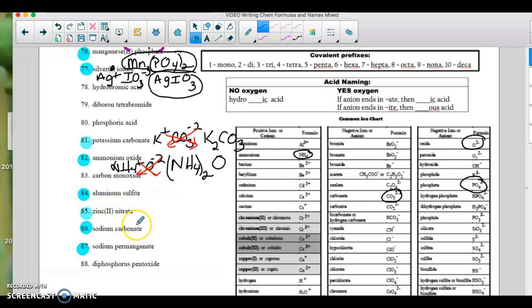Let's probably be done. So I hope that helps. If you're struggling at all, I recommend that you decide which ones are the ionics, do them all at once. Which ones are the acids, do them all at once. In the next video, we will do the covalents.